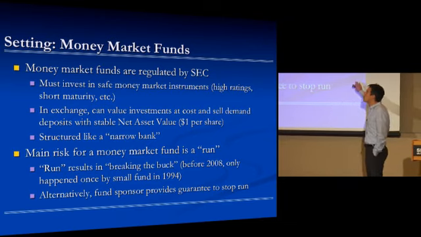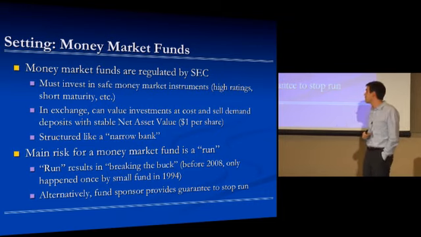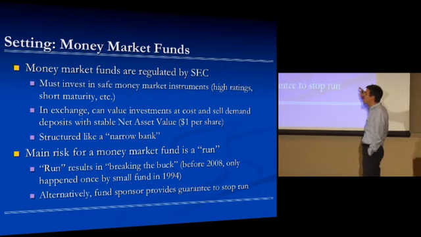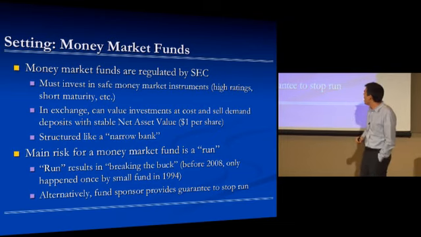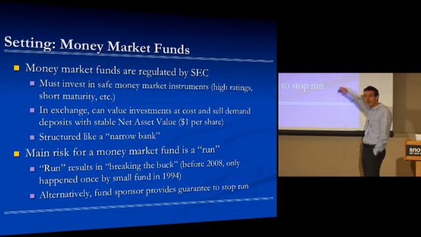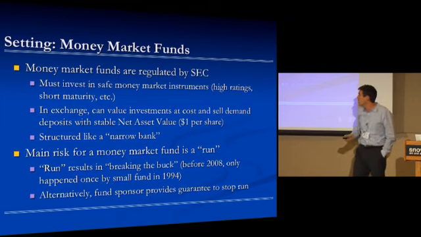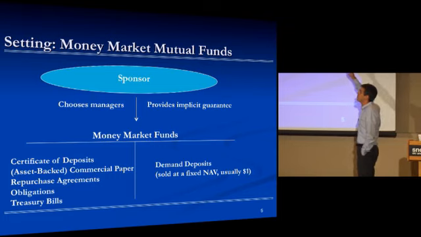Now, it turns out that up to August 2008, this only happened once, and that was a pretty small fund in 1994. Partly the reason it never happened is that in the rare instances where a fund was getting close, often the fund sponsor, which is managing the fund, decided to put in some capital or provide a guarantee to stop the run. They don't have a contractual obligation to do that, but they have the option to do that. Okay? So you can see it in terms of a picture. You have a sponsor. That's typically a large mutual fund organization.